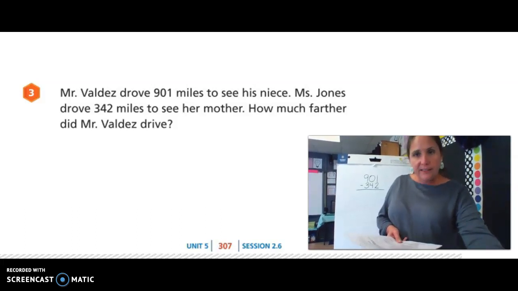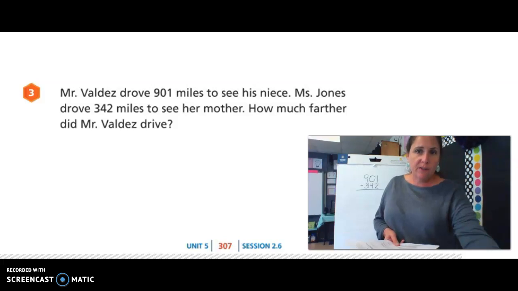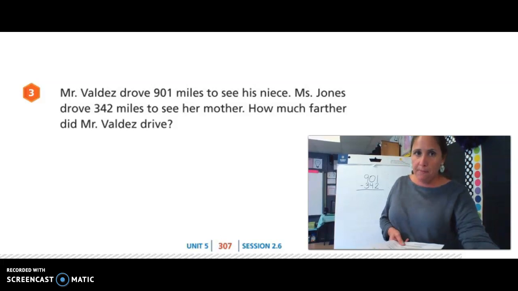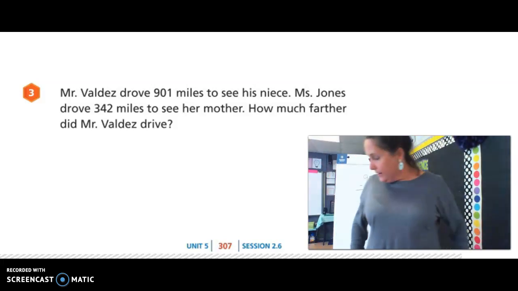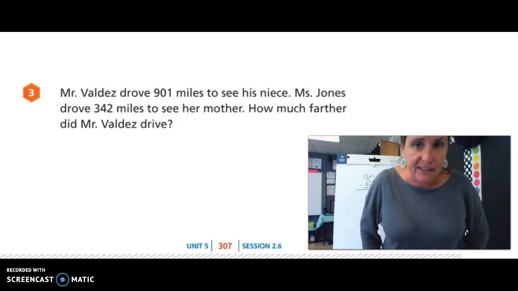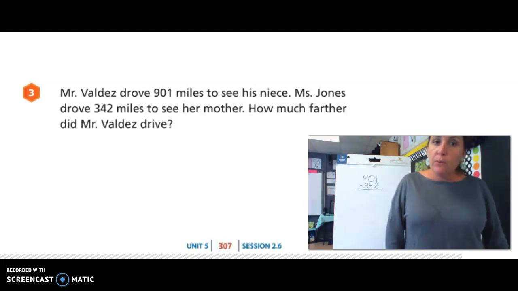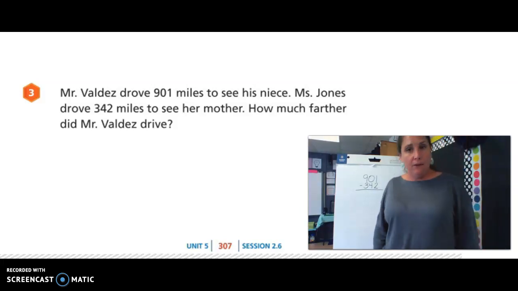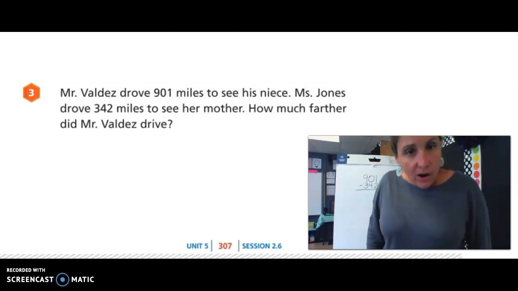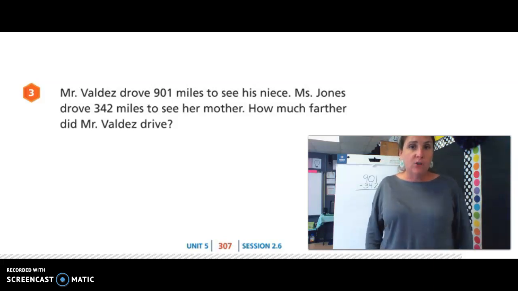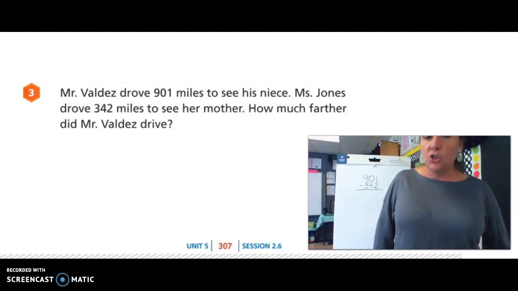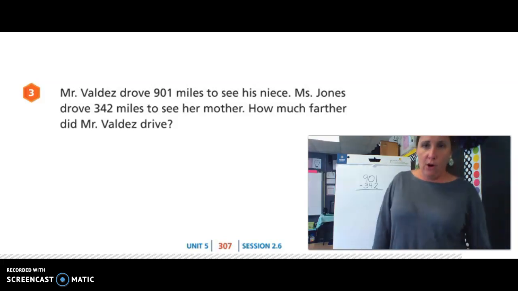And so I wanted to take a peek at this problem that you see on the board, number 3, which is on page 307 of your workbook, and we're talking about Mr. Valdez, okay? It says Mr. Valdez drove 901 miles to see his niece. Ms. Jones drove 342 miles to see her mother. How much farther did Mr. Valdez drive? So we know that Mr. Valdez drove more, he drove farther than Mrs. Jones, but we want to know how much farther, okay?